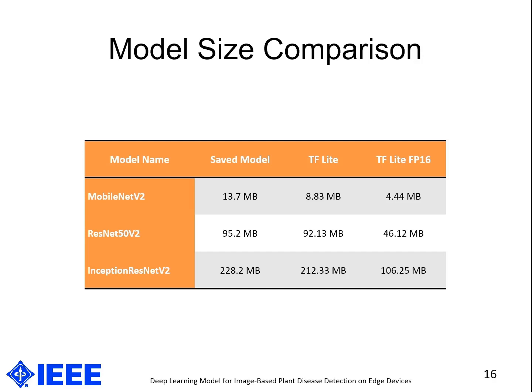On the server side, we will host Inception ResNet V2, which has a very high size as compared to the apps that are usually shipped with the phone. So it had a size of 228.2 MB, whereas the TF Lite version has a size of 212.33 MB, which is still very large when we compare to the apps which are shipped on mobile devices. So MobileNet V2 was chosen as the model that will be shipped with the phones.